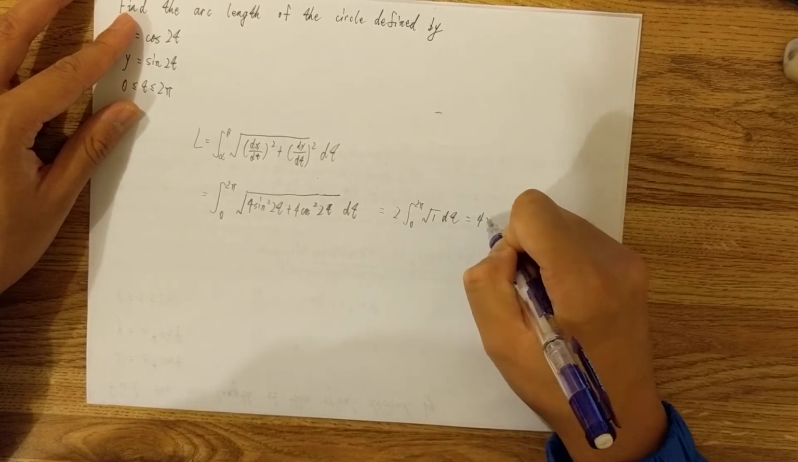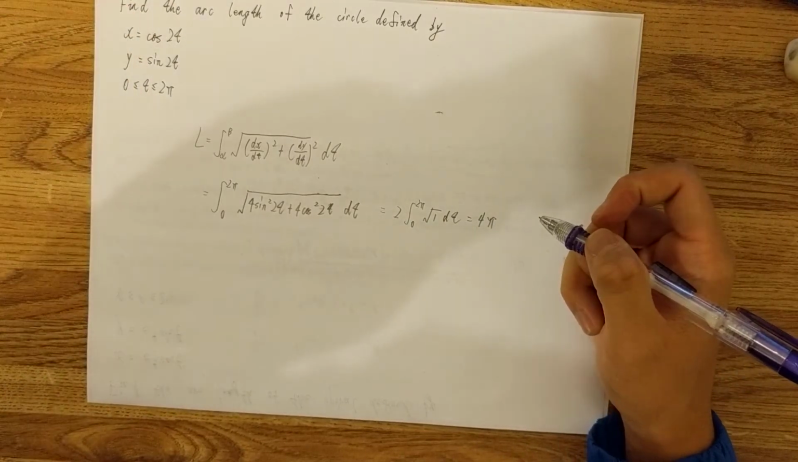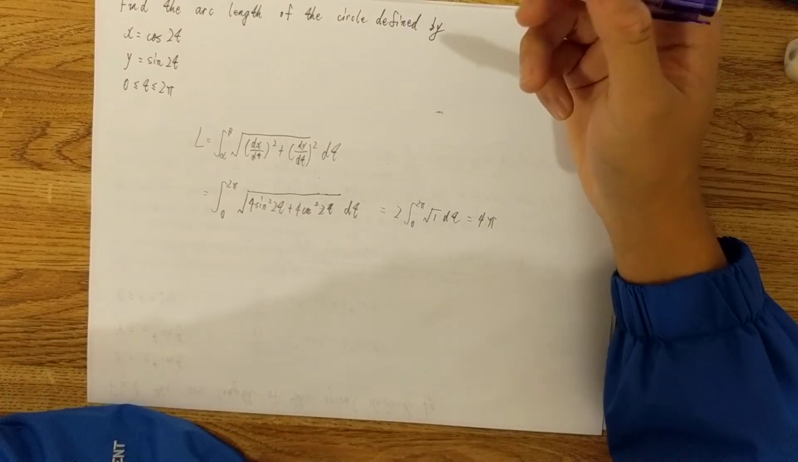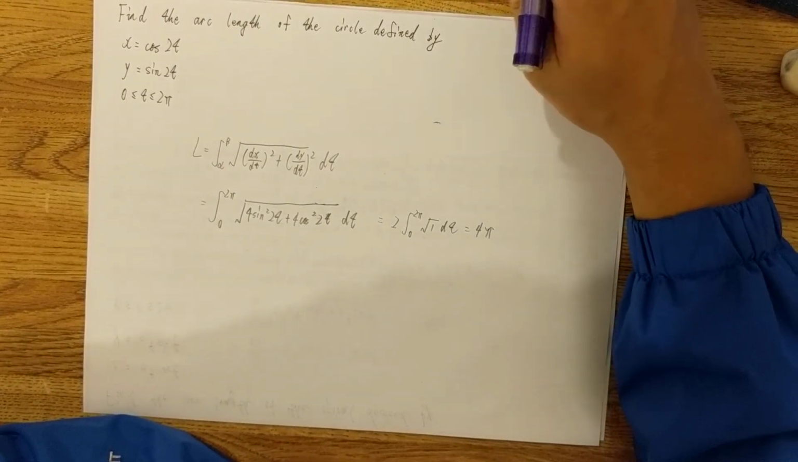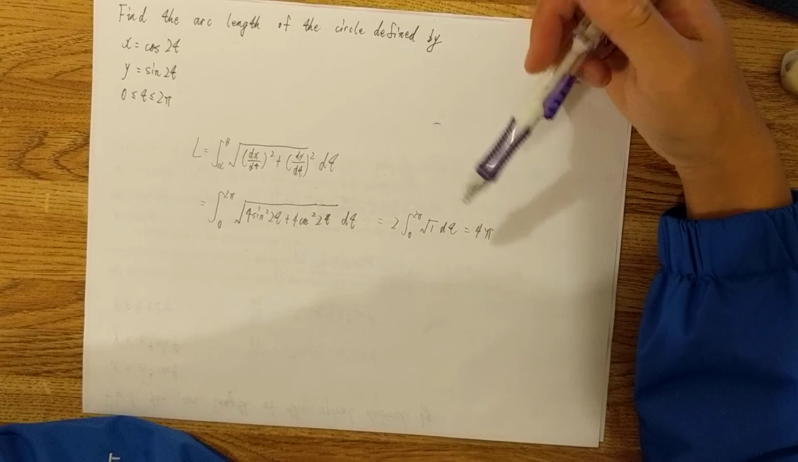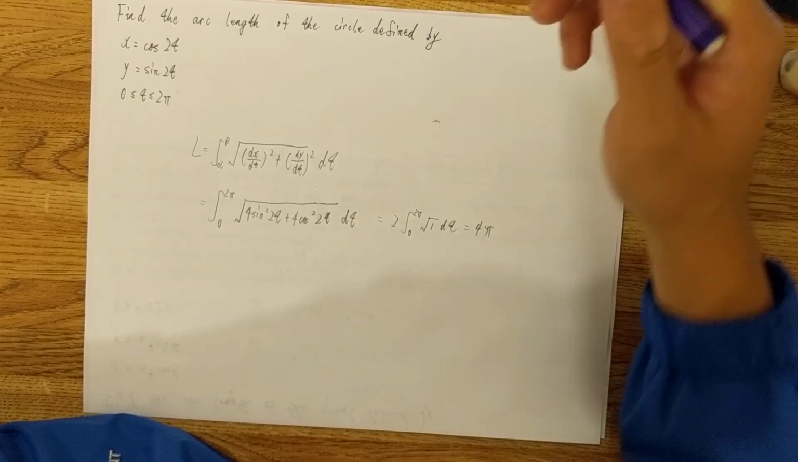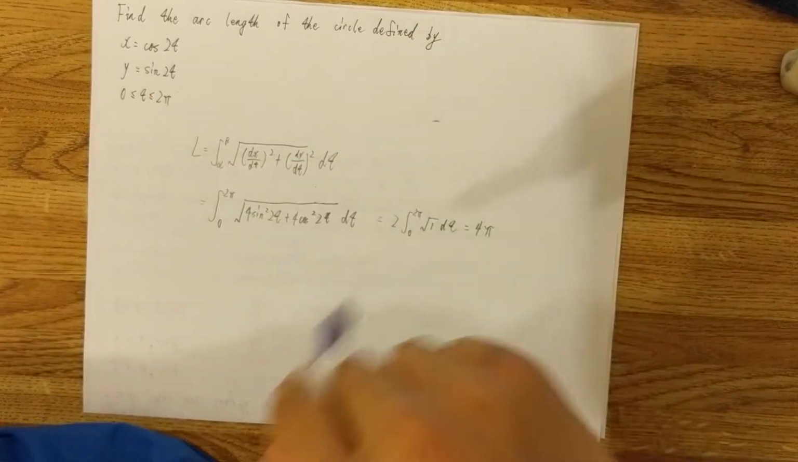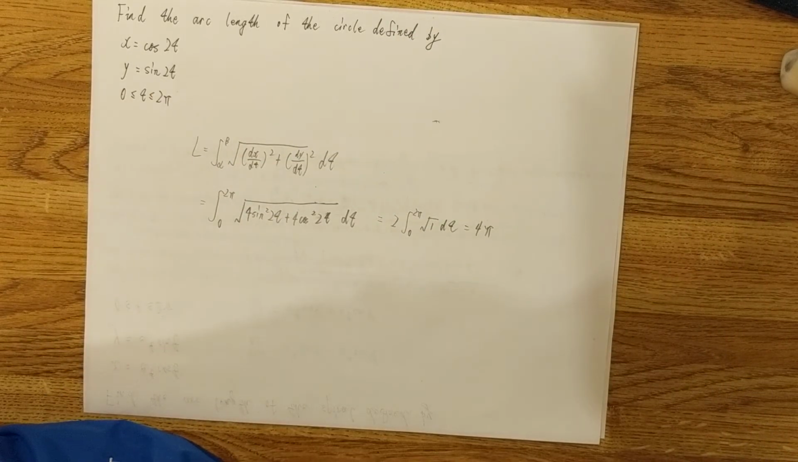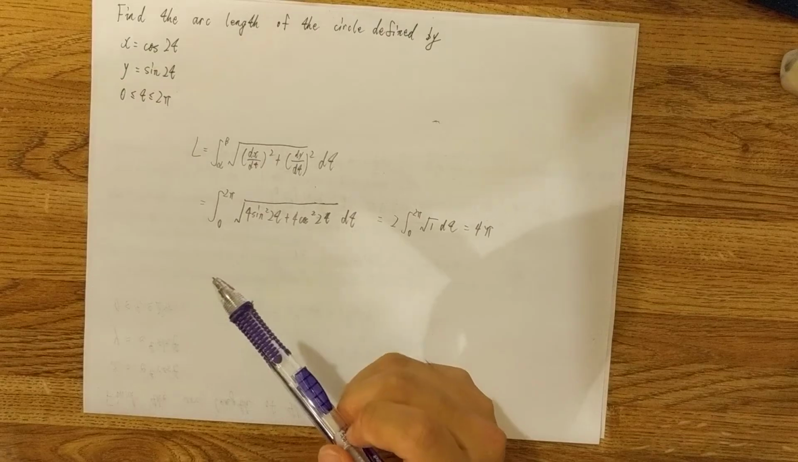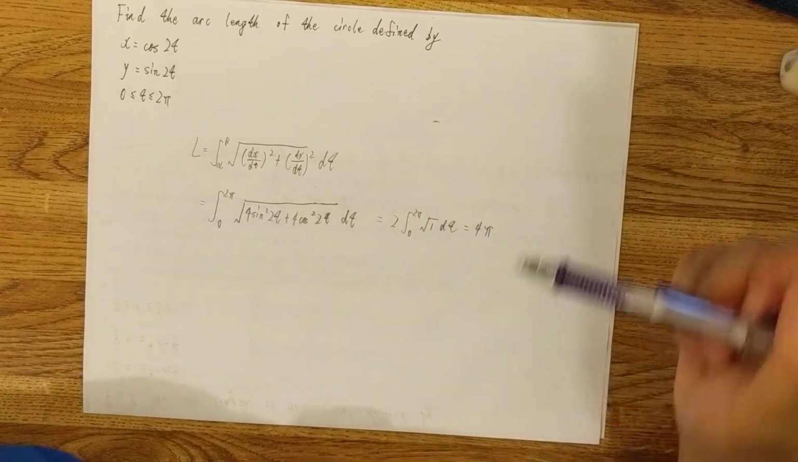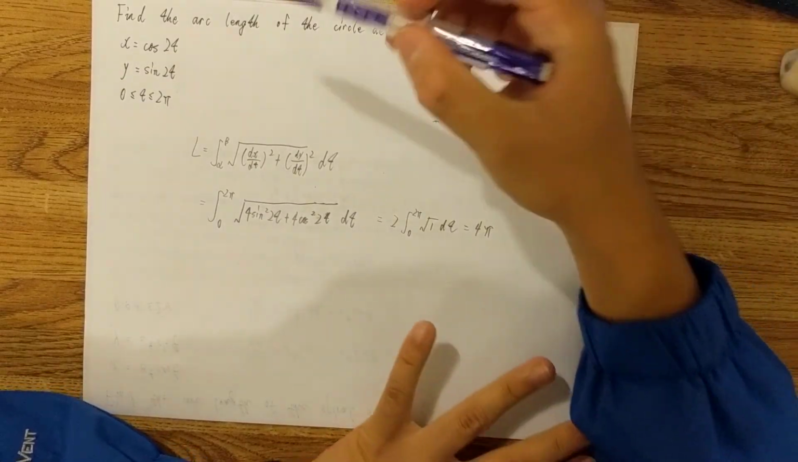And you can see the circumference of the circle would be just 2 pi, but in this case we have 4 pi. So this means that the curve traces out the circle twice. So we'll eventually get twice the circumference of the circle as our answer. So it is definitely not the arc length of a single circle. Okay.